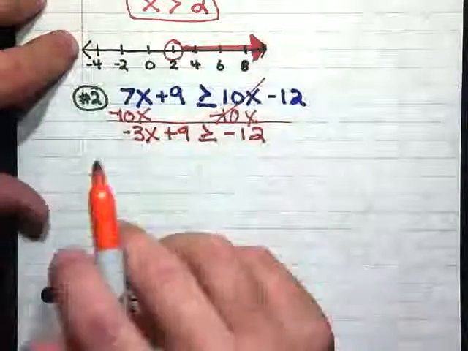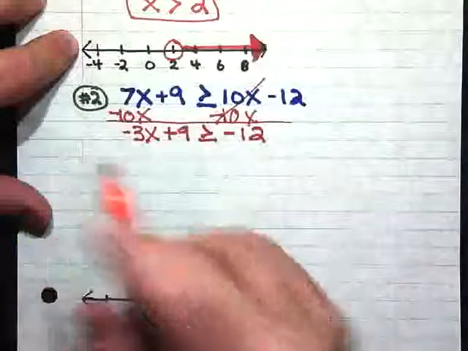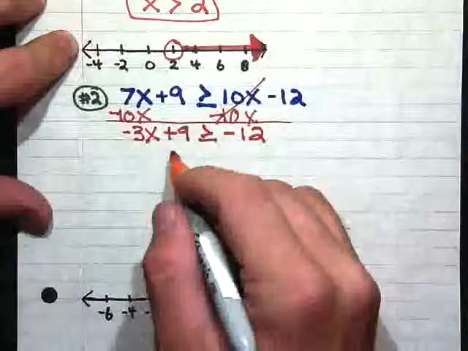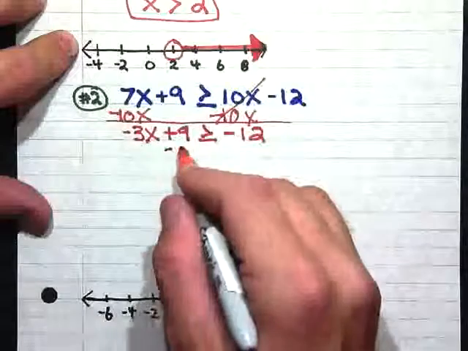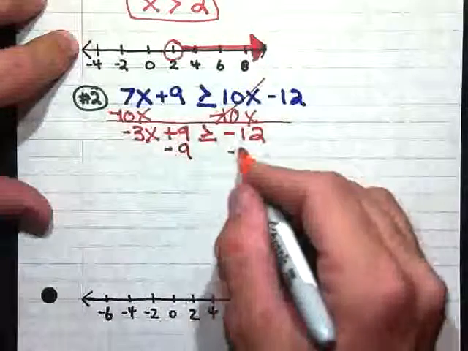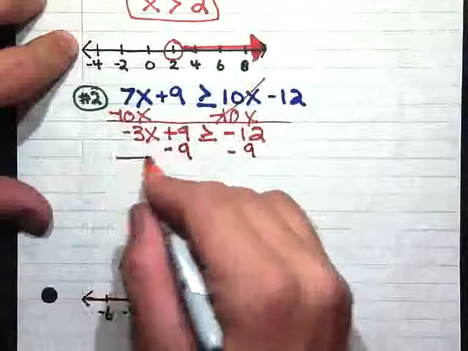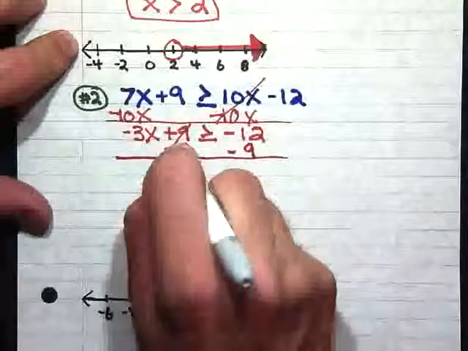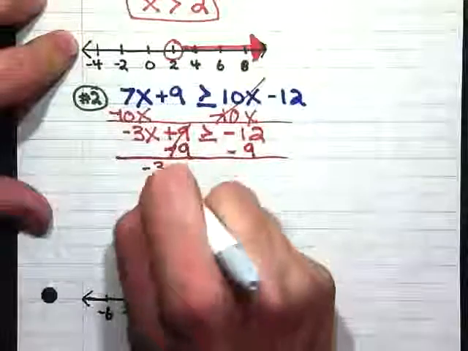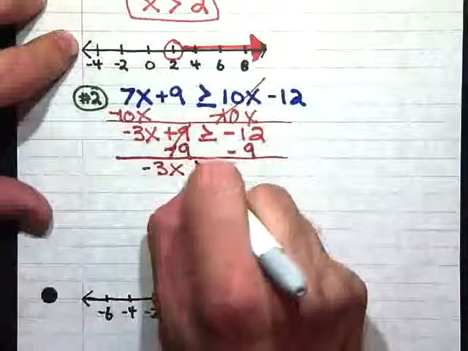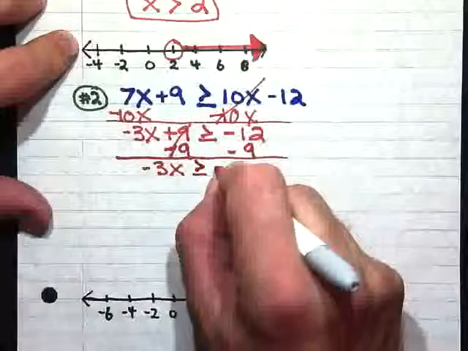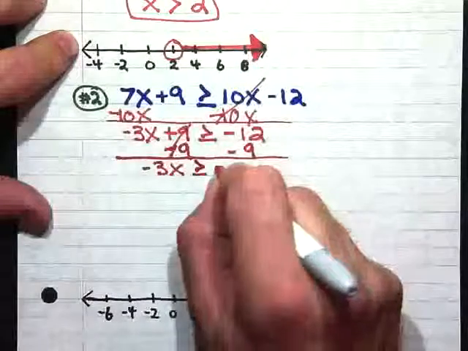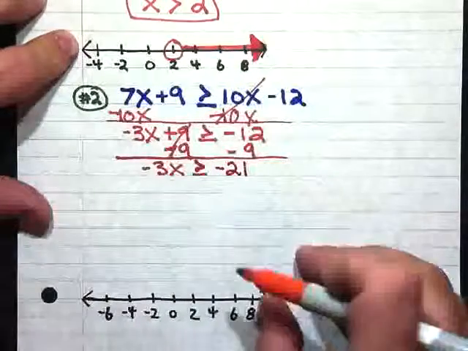And now we want to start isolating x. So we have to get rid of the positive 9. In order to do that, we subtract 9 from both sides. When we do that, those 9's cancel out, and we're left with negative 3x is greater than or equal to negative 12 minus 9, which gives us negative 21.